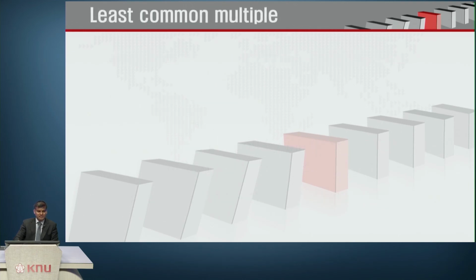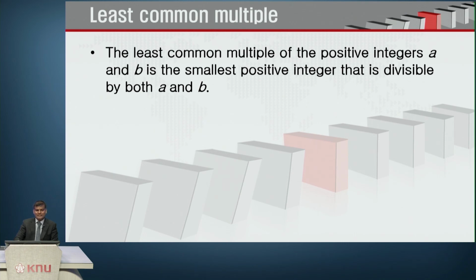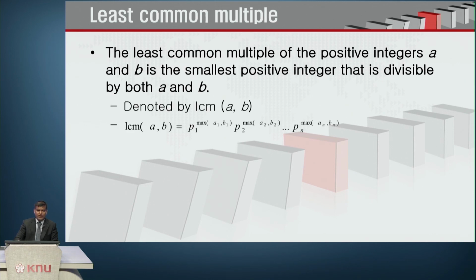Least common multiple, it's another term. The least common multiple of positive integers a and b is the smallest positive integer that is divisible by both a and b. We denote it by LCM of a comma b. We can use this form, similar to the GCD form that we had earlier. So LCM of 10 and 25 would be 50. That would be the least common multiple that you have in hand.